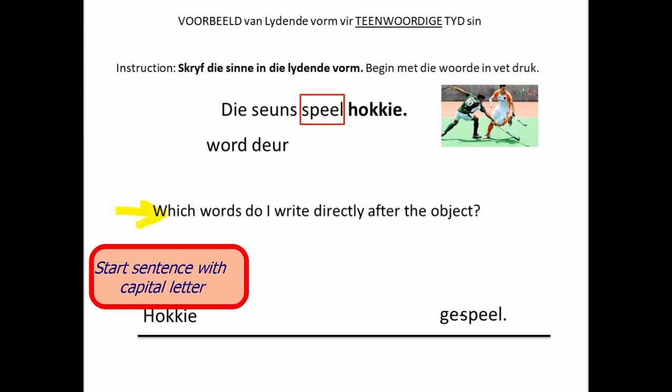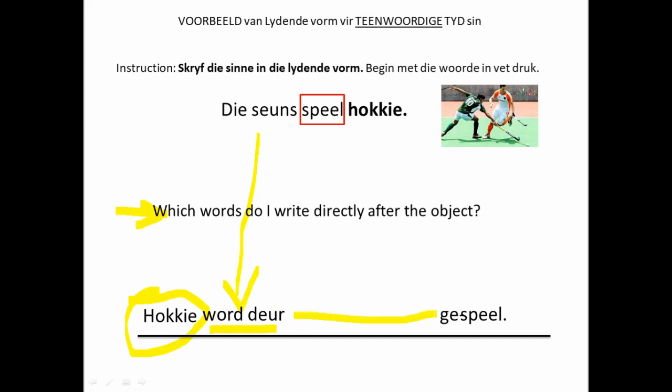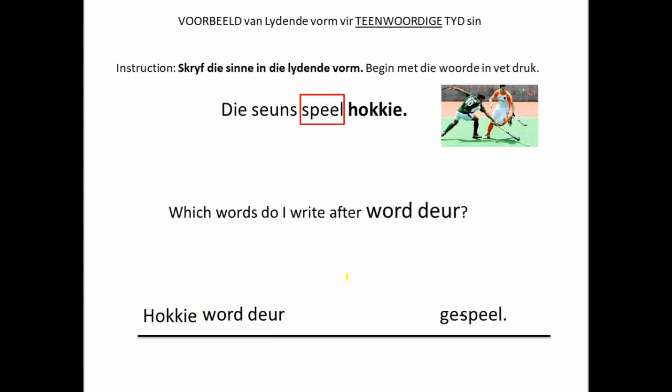Which words do I write directly after the object? Remember, hockey is the object, and we're changing or swapping the object and the subject. So which words do I write directly after this object? Word deur. Yes, you see, I'm applying the rules. So I've written down word deur directly after the object. So, hockey, word deur. Now I still need to finish the sentence here. Which words do I write after word deur? Die seuns, you are correct, because I need to finish the sentence and we are talking about die seuns.